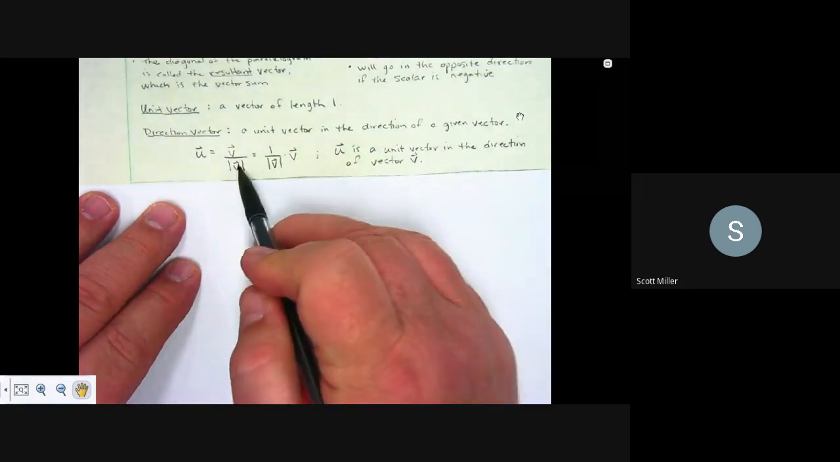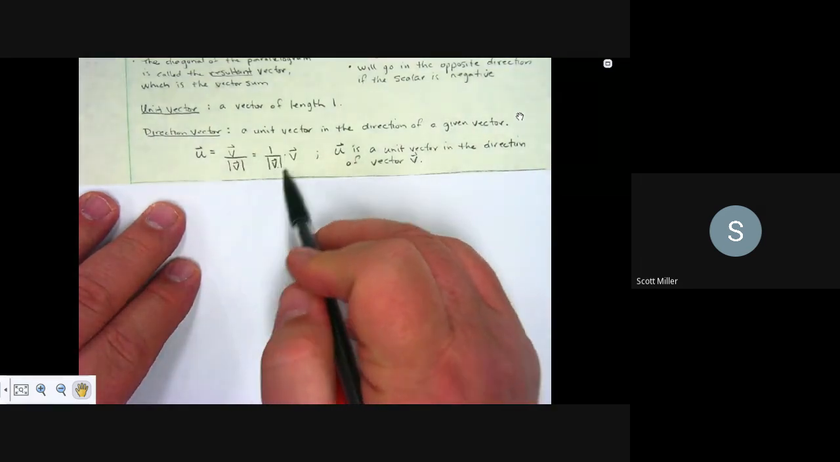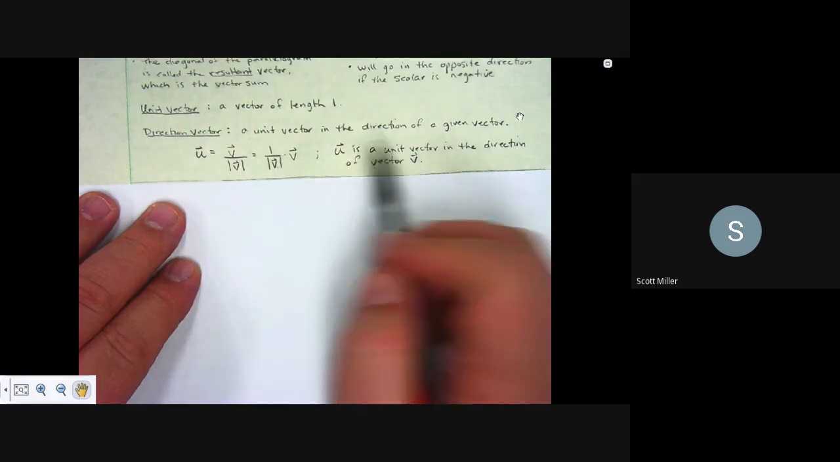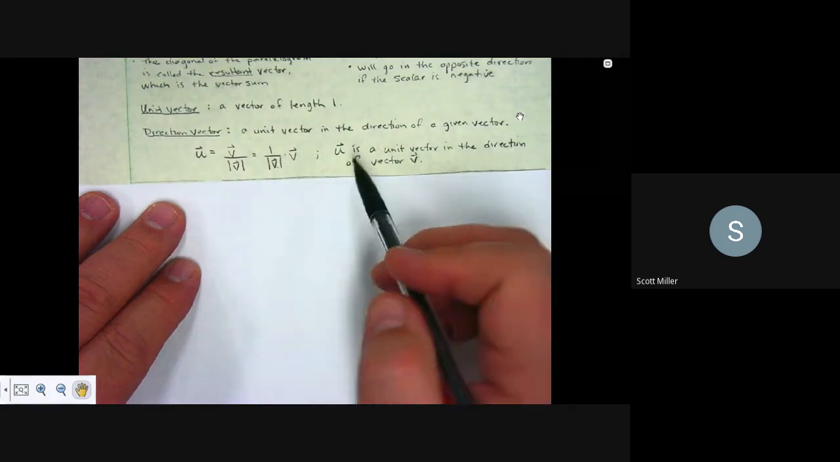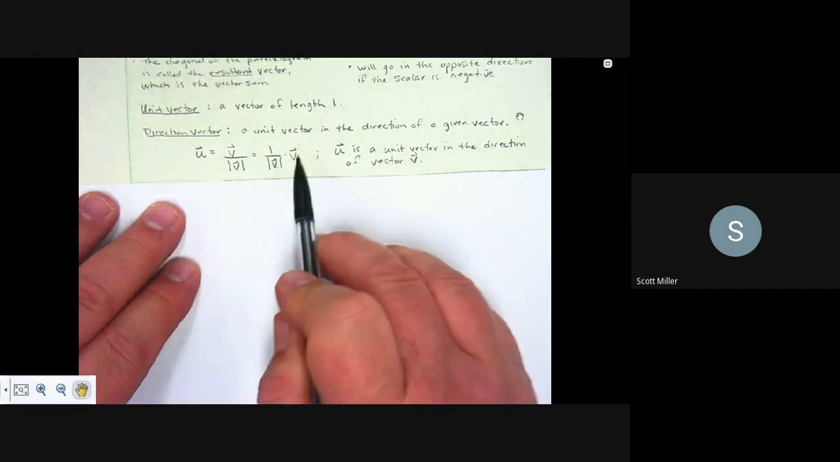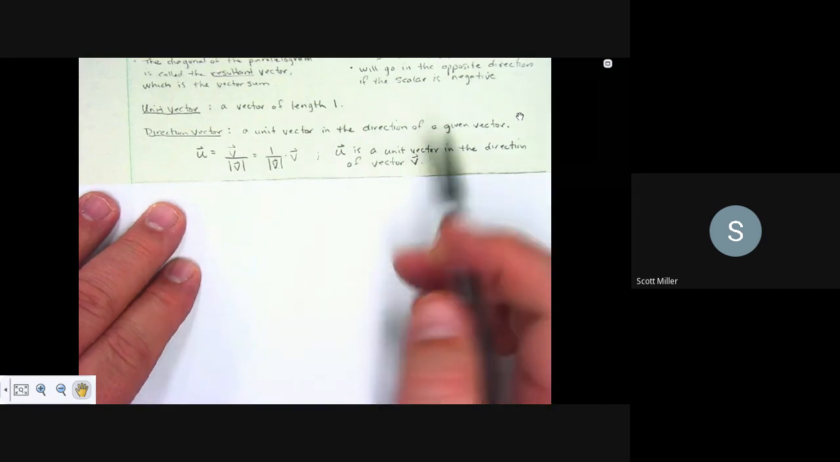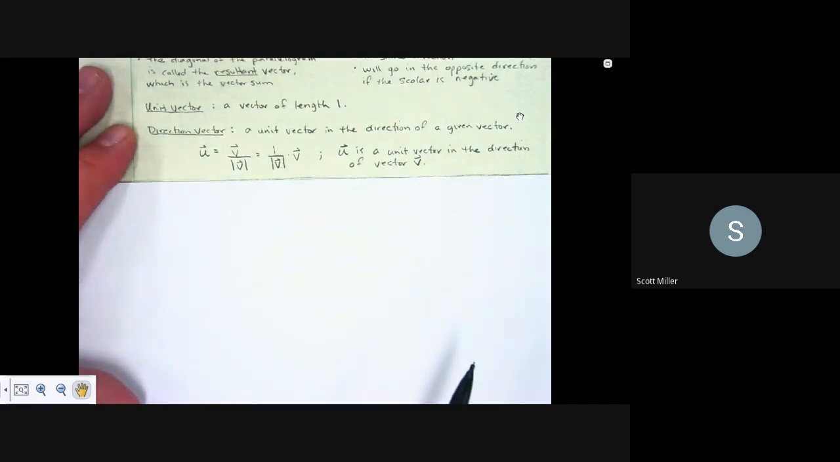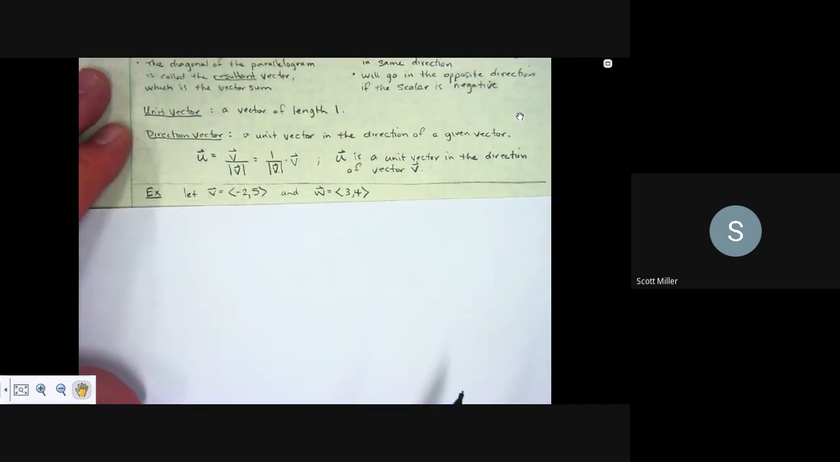This is, remember, a number, so this is a scalar. And what you're doing is reducing the length down to a unit vector, so a length of 1. That means u will be a unit vector in the same direction as v. So it's going in the same direction, it's just not the same length. It's a length of 1. That's how I get a direction vector. Okay? So let's look at an example I have right here that we're going to do.